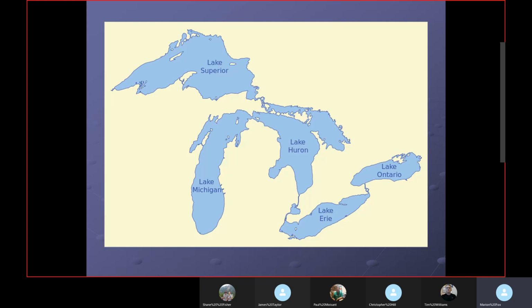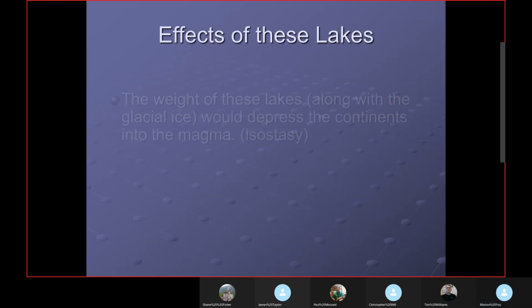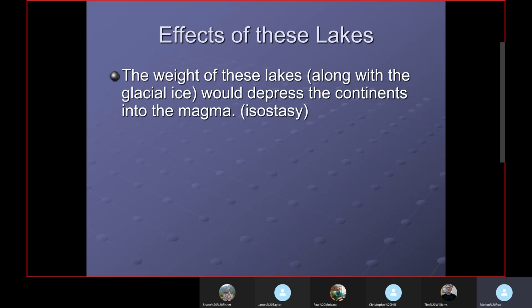Here's our present Great Lakes that are joined here. Now, the weight of these lakes, along with the glacial ice that was supporting the lakes, would depress the continents into magma. This is isostasy.